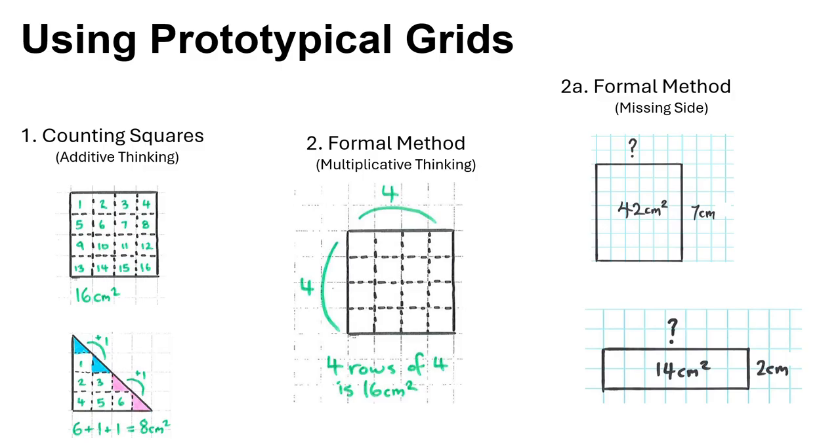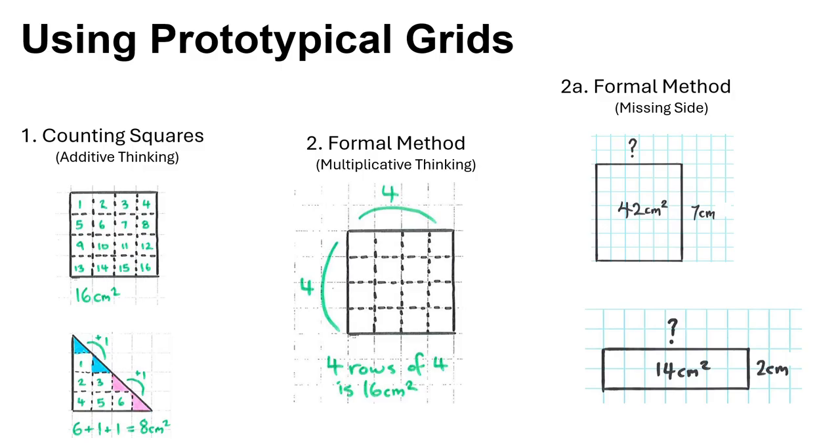That's just a little piece of advice there. So using prototypical grids, how do we build a student's understanding of area? So counting squares, additive thinking, start with students counting squares. All right, we've got 16 centimeters squared there. We know that if we counted each square, we'd have 16 squares.